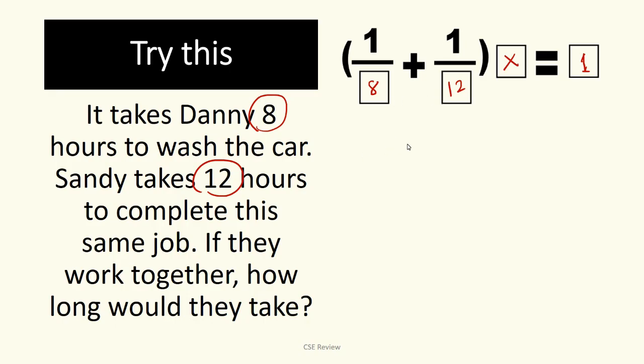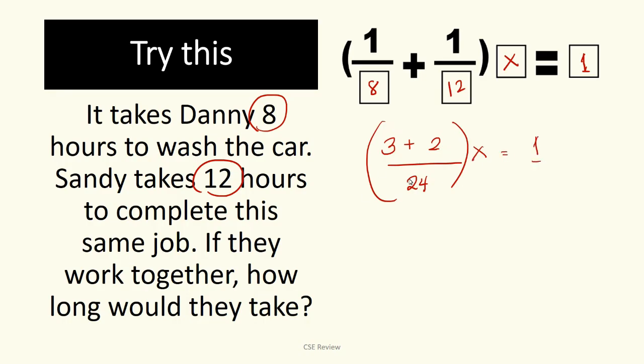So, that is going to be 24. Okay? So, over 24 sila. 24 divided by 8. Okay? 24 divided by 8 is 3 times 1. That is going to be 3. Plus, and then 12 is going to be 24 divided by 12. It's going to be 2 times 1. That is going to be 2. Okay? X is equal to 1.